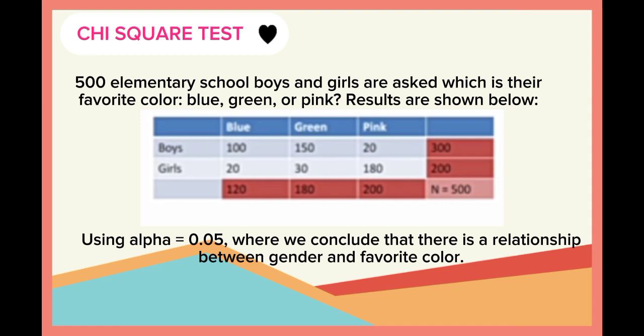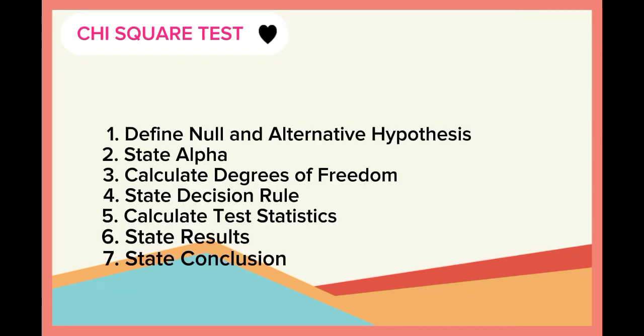At the bottom, you can see that I have the column totals 120, 180, and 200. And on the right side, I have the row totals 300 and 200. And we had a total sample of 500 people. So we can use this information to calculate our chi-square. We're going to do a hypothesis test using those same 7 steps that we always do.